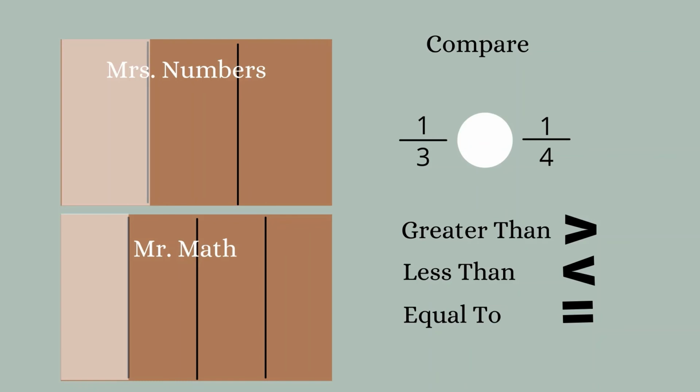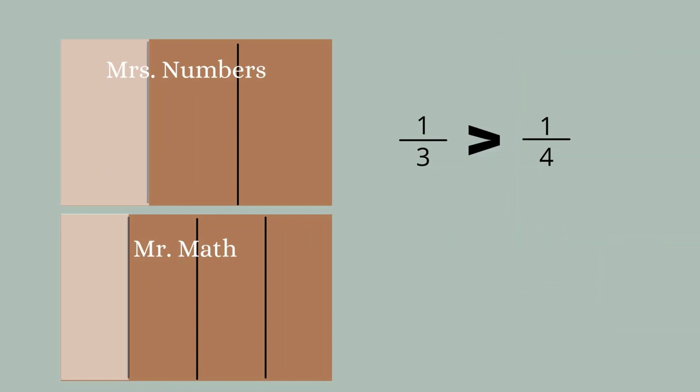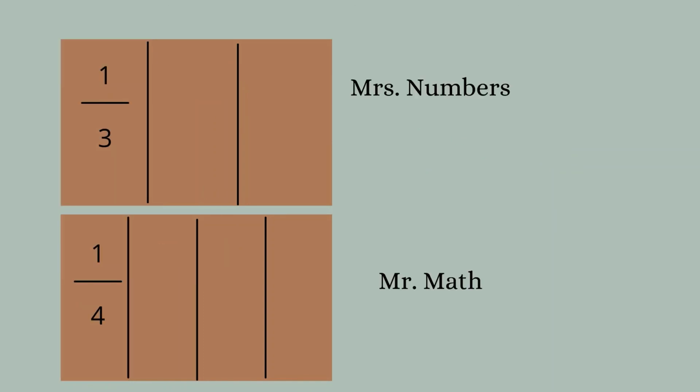Comparing fractions can feel tricky, but when we line up the pictures and actually compare the amount of chocolate, it becomes clear that even though the number 3 is less than the number 4, 1/3 is actually more chocolate than 1/4. That means 1/3 is greater than 1/4. So the alligator mouth is open to 1/3. Mrs. Numbers is sharing the bar between 3 people, and Mr. Math is sharing between 4 people.